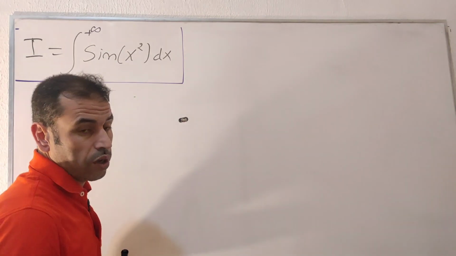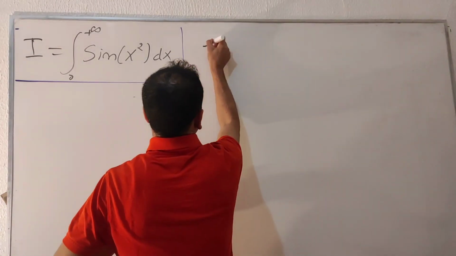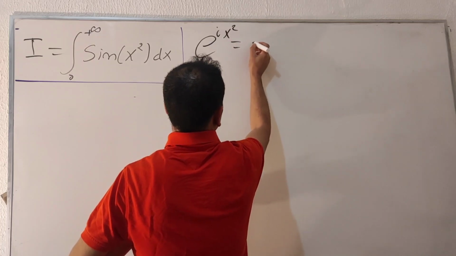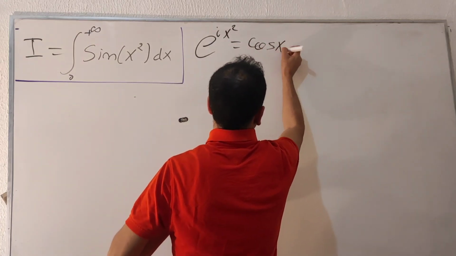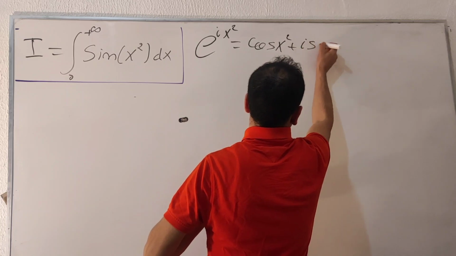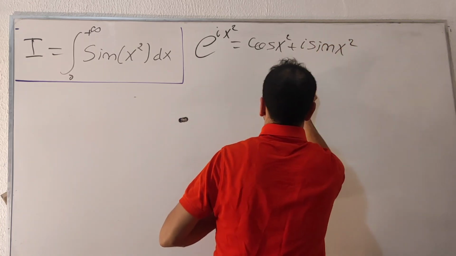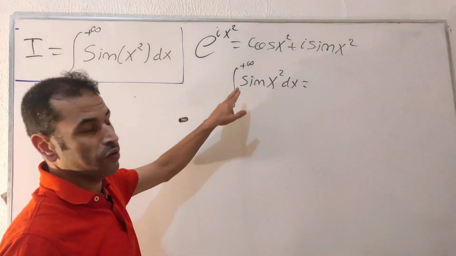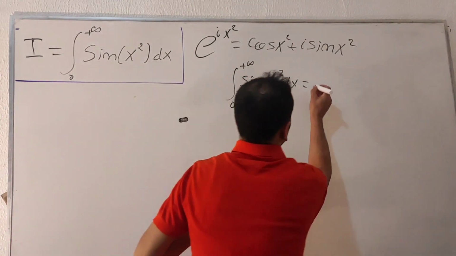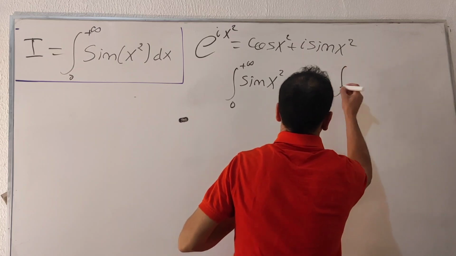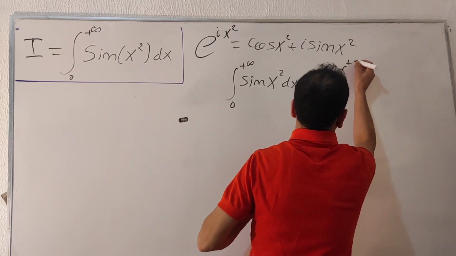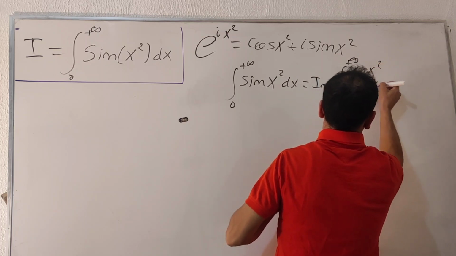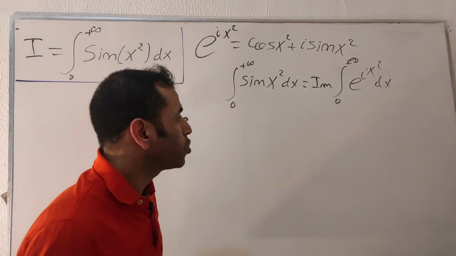Based on the Euler formula, we know e to the i x squared equals cosine of x squared plus i sine x squared. Okay, we know this imaginary part, which is this integral from 0 to plus infinity of sine x squared dx, equals the imaginary part of the integral from 0 to plus infinity of e to the i x squared dx. Okay, so I'm going through the substitution.